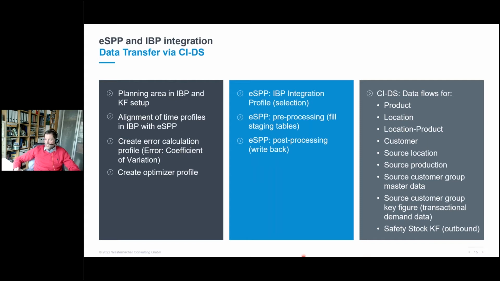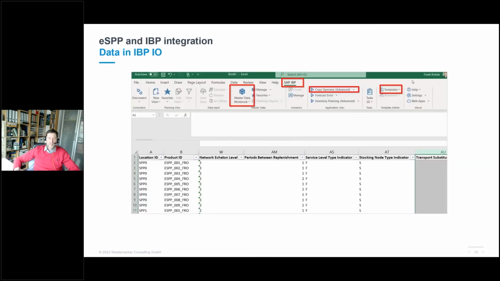So if you have never seen IBP before, I just have a couple of slides in the presentation, but we will see all of that in a second in the system. It's a normal standard Excel add-on. The Excel add-on is the user interface for IBP, and if you connect, you have such an additional ribbon, SAP IBP, in your standard Office Excel. And then you can do different things, different functions.